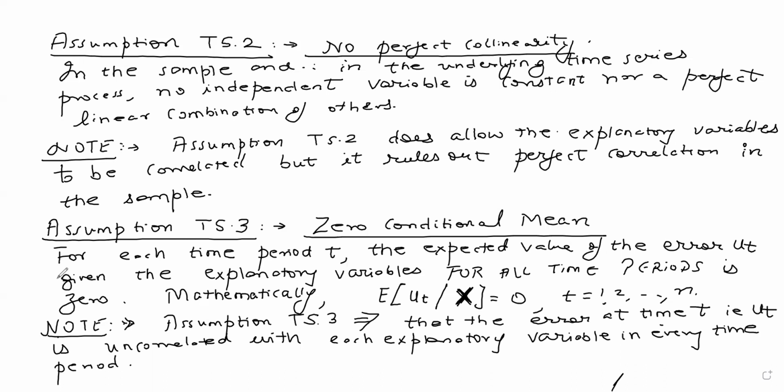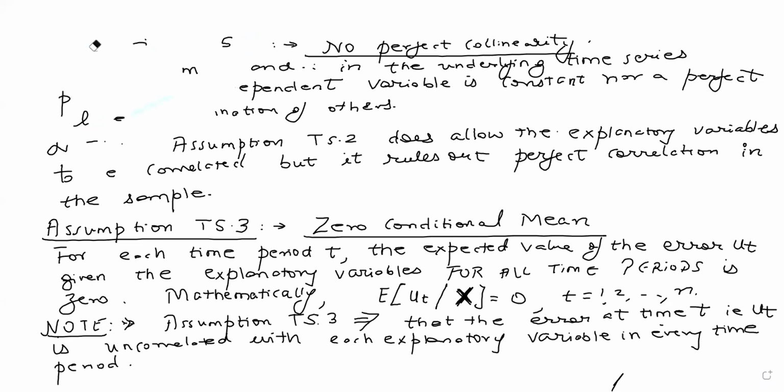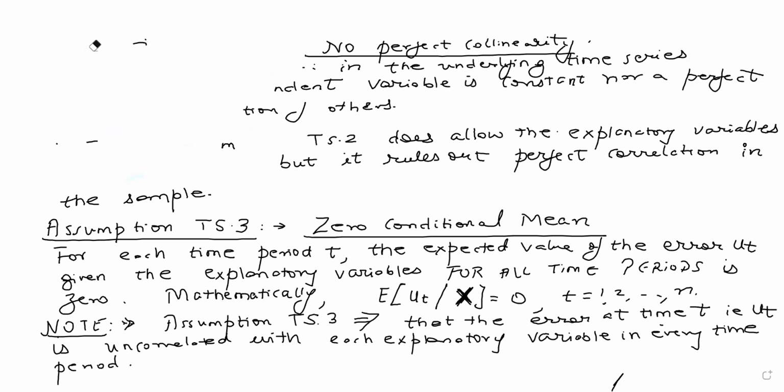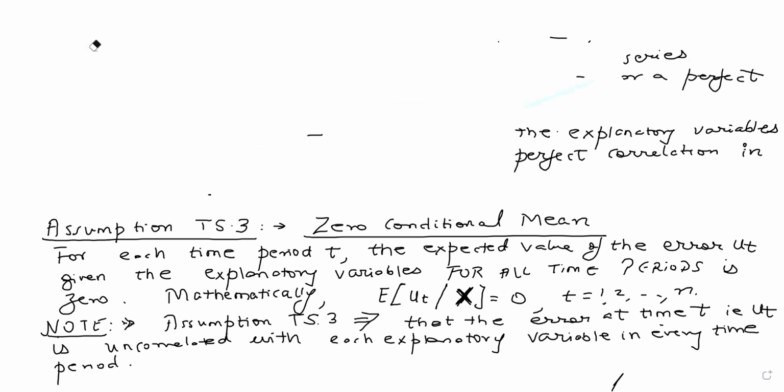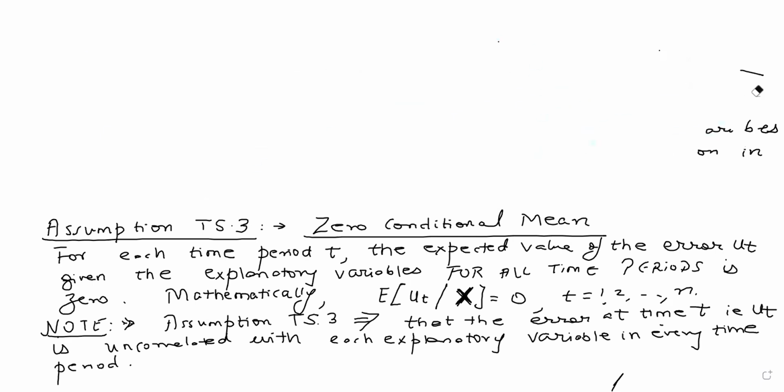So I am erasing assumption TS2, I'm erasing the initial part of it. What I wrote at the bottom of the screen, I can call it within the notes. This was point number 1. Point number 2 on the top.